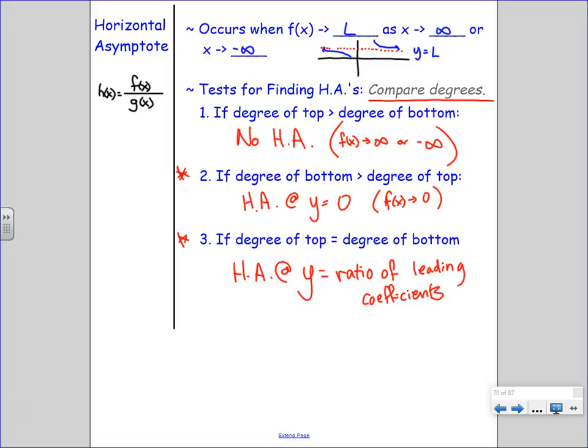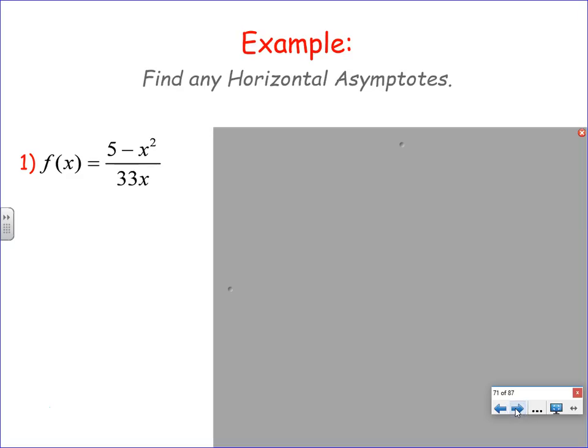So, examples, you ready? On the following page, I have 3 examples. We're just going to look at them one at a time, all together. We're going to ask ourselves the question, based on the degrees, meaning the highest exponent of x, who wins? Top wins, none. Bottom wins, 0. If there's a tie, it's a number. Ready? Who wins? Write it down.